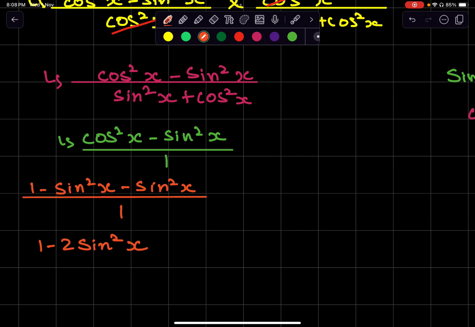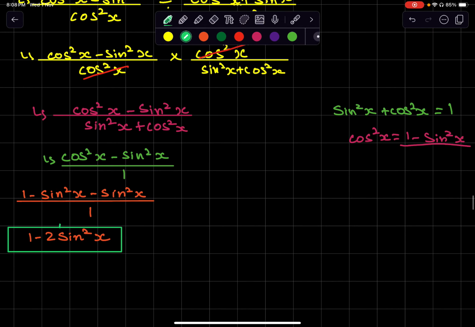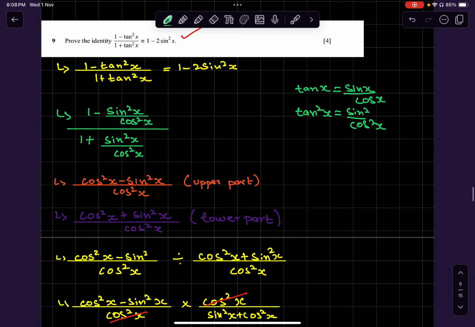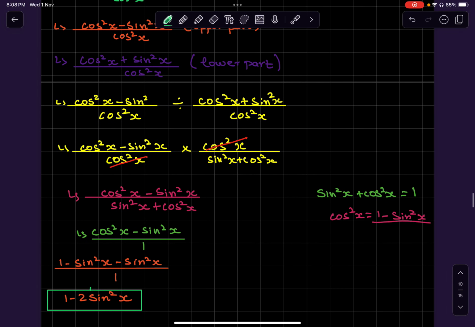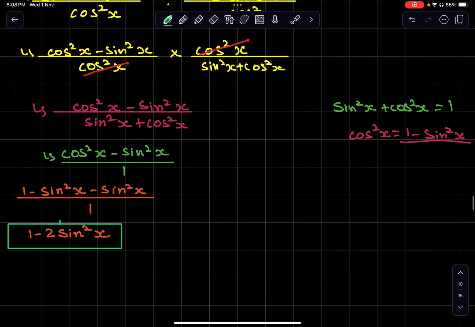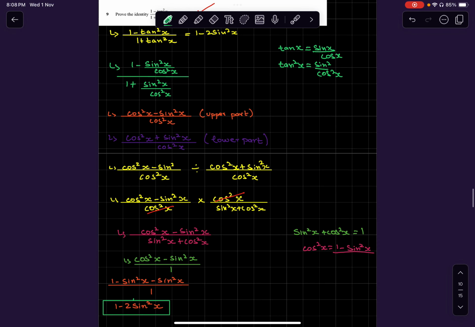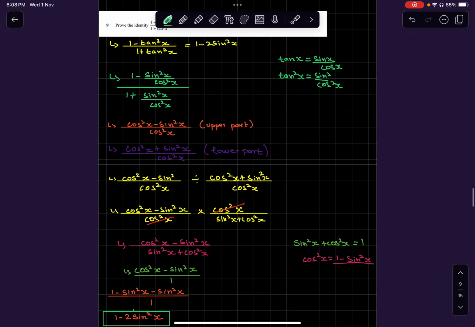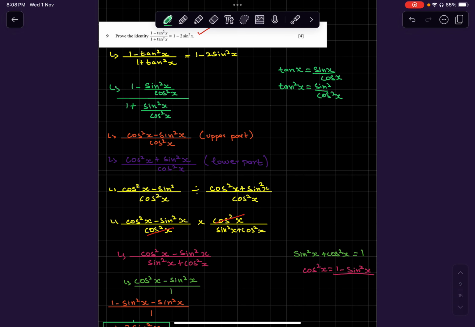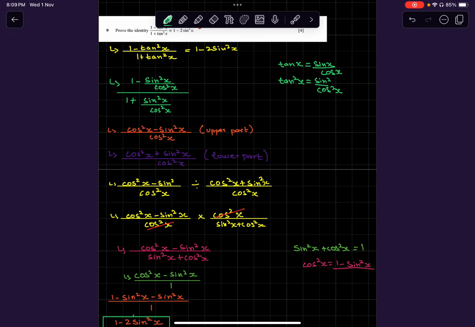So our answer is 1 minus 2 sine square x, as you can see, in a very comprehensible and easier way. Let's check whether we have solved this correctly. And yes, 1 minus 2 sine square x. As you can see, 1 minus 2 sine square x. So this is the easiest way, in my opinion, to solve this identity. This is the most comprehensible way. If you follow this way, you can solve really difficult questions in a matter of minutes.